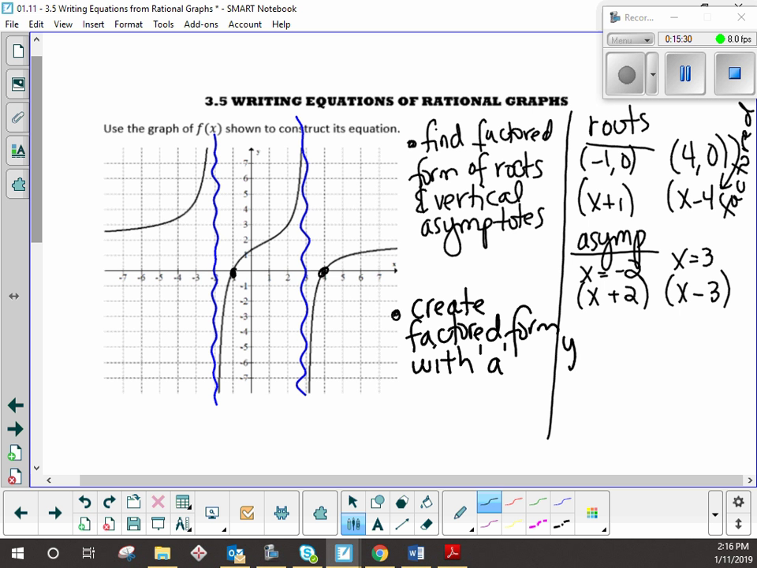So it'll be y equals, and I'm going to give myself a fraction bar because this is a rational function. It's going to look like a fraction. A will go on top, and then I have to figure out where to put my factors. Well, the factors that I got from my roots, am I putting those in the top or the bottom? Top. So where did the factors from the asymptotes go? Bottom, right? It's root information in the top, asymptote information in the bottom. So my root factors are x plus 1 and x minus 4. And then on the bottom go my asymptote factors, x plus 2 and x minus 3.